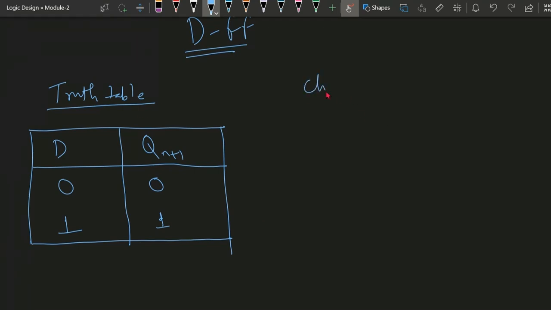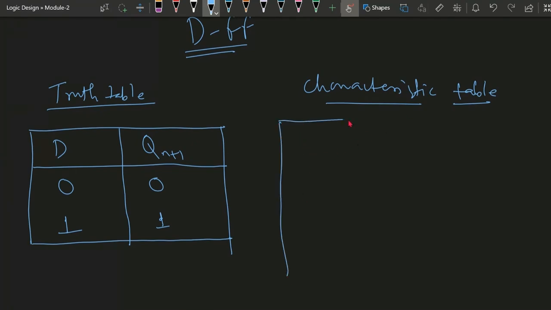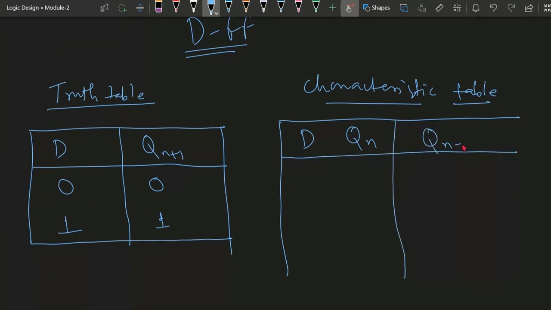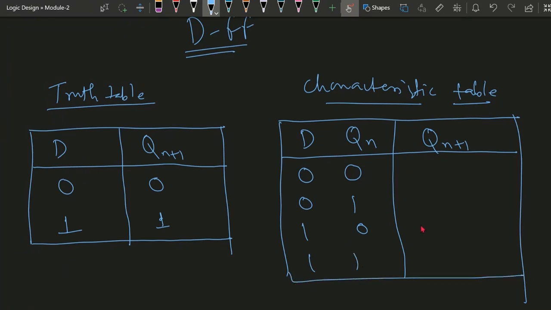Similarly, we will be finding out the characteristic table. So what is the characteristic table? In the characteristic table, first of all there will be D, that is one input, and the other input will be the Qn, that is the current state, and the output will be the next state, that is Qn plus 1. Two inputs are there, so the possible combinations will be 0 0, 0 1, 1 0, and 1 1.